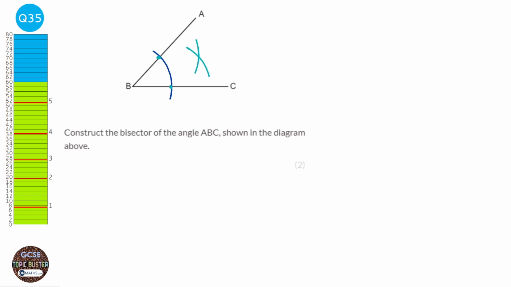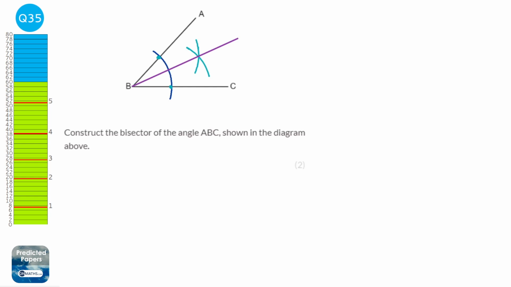Then what I'm going to do is join where the two lines join with where the two arcs join. And that is how you do an angle bisector. All of the arcs leave on the diagram because they are going to get you the marks.